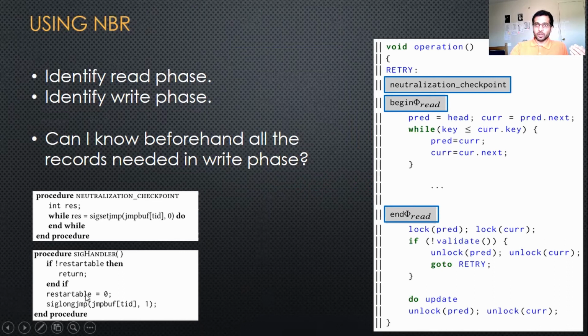If restartable is true, that means a thread is in the read phase and it will restart. The way that a thread restarts in the read phase is by executing this sig long jump call. Whenever a thread executes the sig long jump call in the signal handler, it restores the context which was saved while executing the first zigzag jump call. Right? So it will behave as if it never executed in the read phase, and that way it will implement the restarting behavior. Now, if a thread happens to be in the write phase, it would be non-restartable, and it would simply return from the signal handler and resume what it was doing in the write phase.